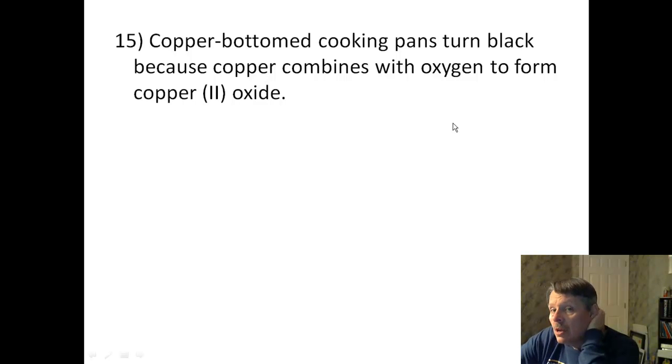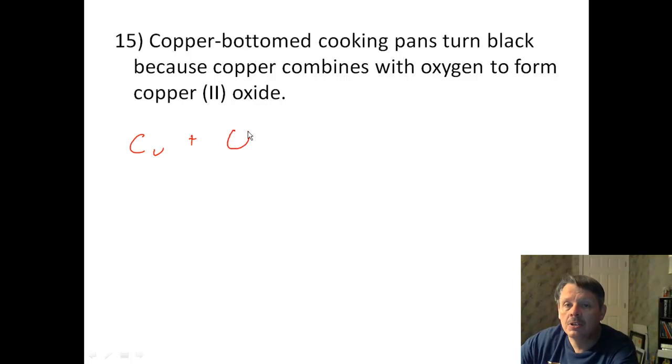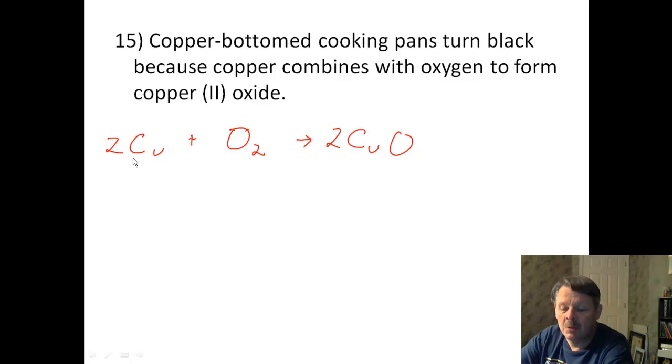All right, copper bottom cooking pans turn black because copper combines with oxygen. Remember, oxygen's diatomic, O2, to produce copper 2 oxide, CuO, 2+, 2-, they cancel each other out. So I need to have 2 oxygens, I need to have a 2, which means I need to have 2 coppers, and I'm done with 15.